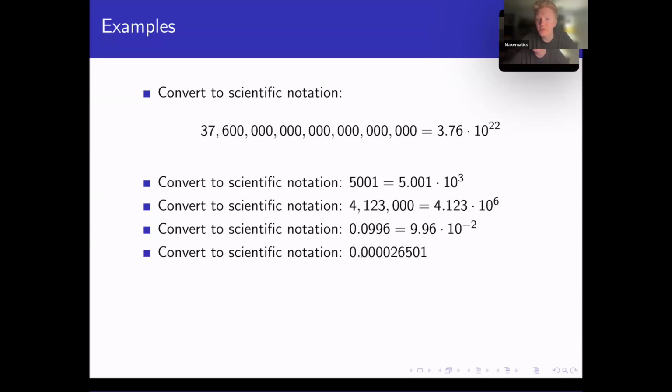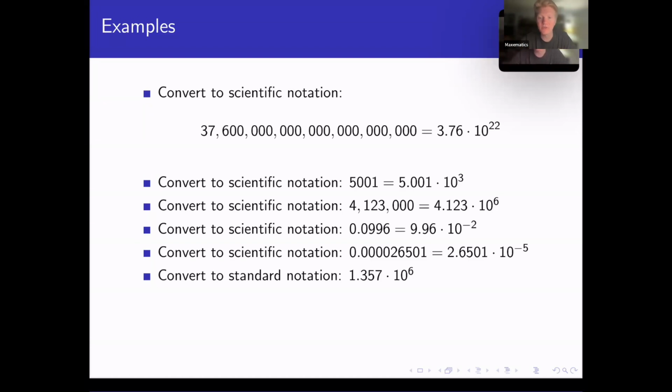All right, let's do the same thing. 1, 2, 3, 4, 5. We'll stop right here, so that would be 2.6501. And we moved over 5 decimal places. Well, this number is small. If the number is small, it is going to be negative 5.